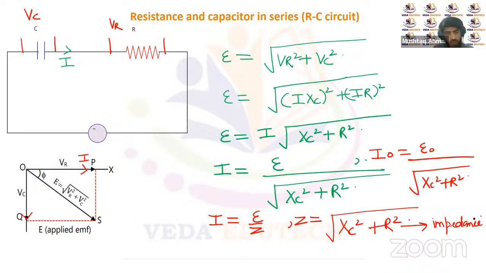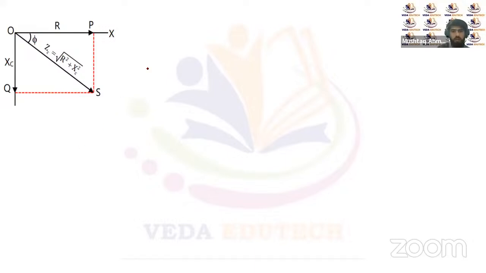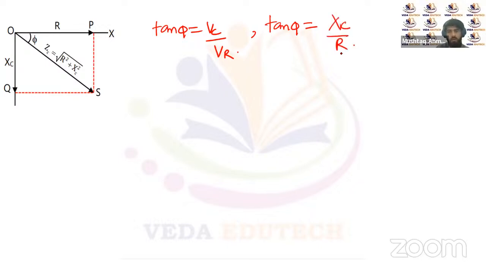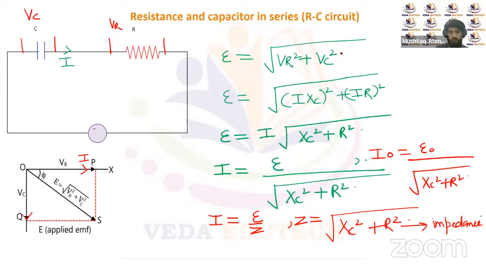And once again tan of phi will be given by VC upon VR, right? So the angle, tan of phi, will be equal to VC upon VR. And this tan of phi here will be once again equal to XC upon R, right? So this is the discussion of what we call the pure RC circuit.